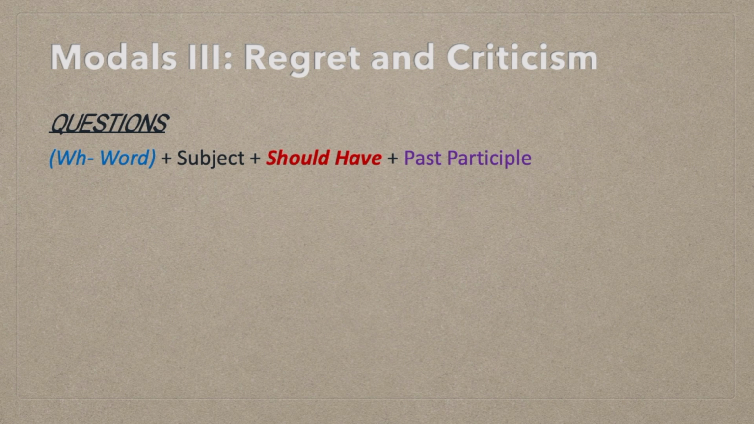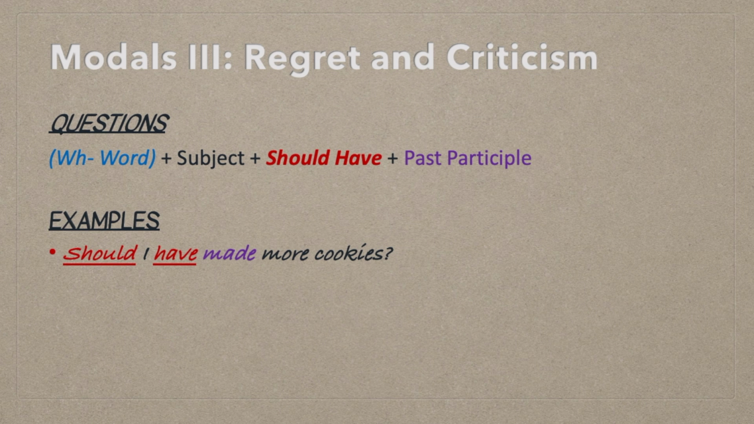The form is almost the same as a statement. If you're asking a WH question, you're going to start with the WH word. Next is the subject. Then should have, and you end it with past participle. For example, should I have made more cookies? Of course, the answer to this question is always yes. You can never have too many cookies.